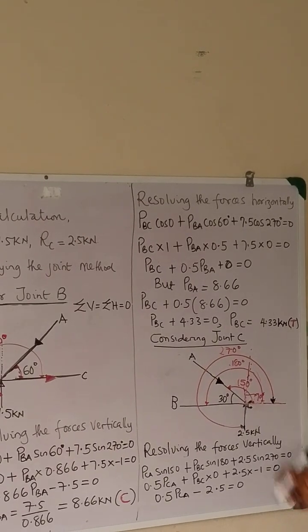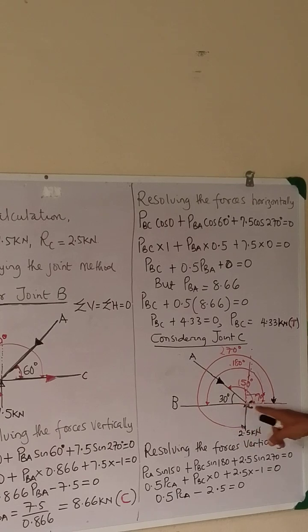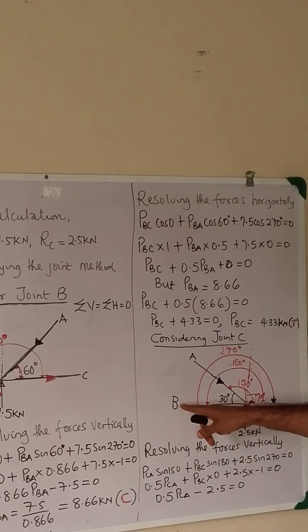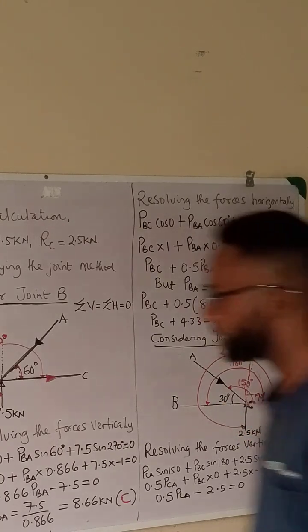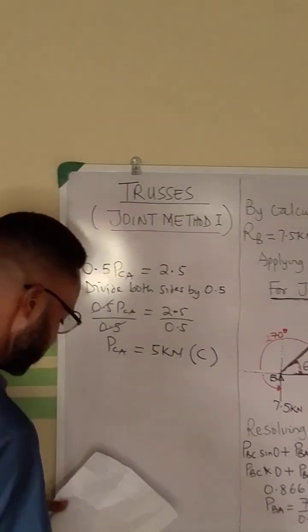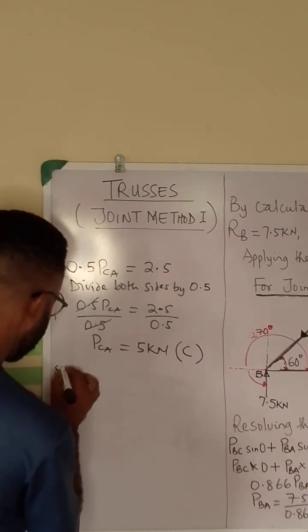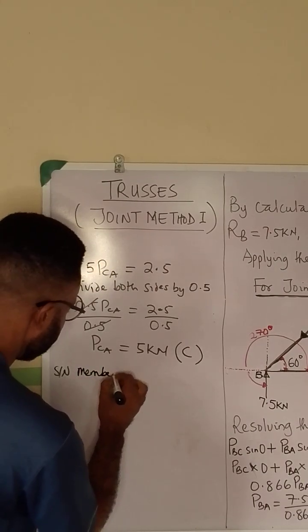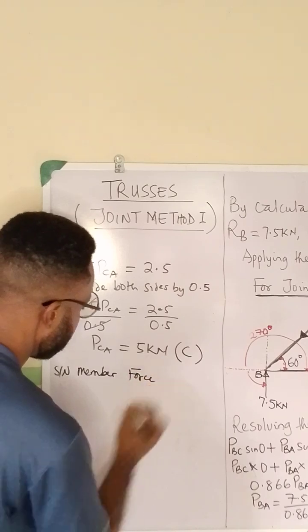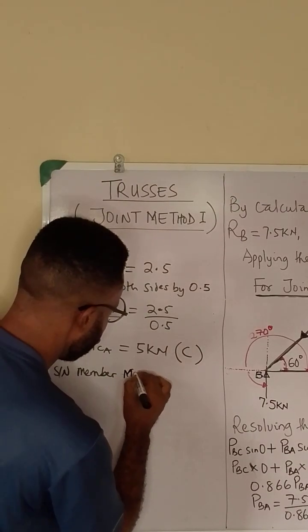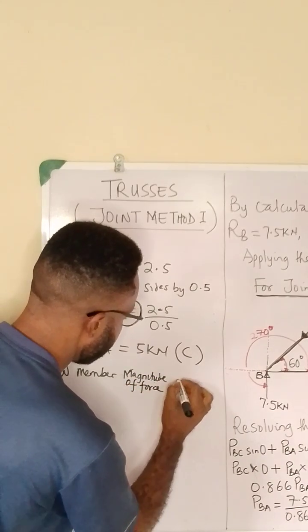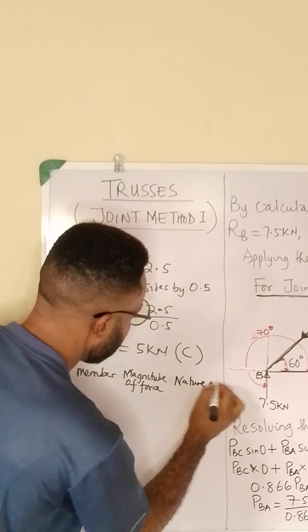We don't need to do the horizontal part again because we already have the value for BC that we've calculated. So we don't need to do it for this one again. At this point we can now present our answers. So we have the serial number, that's the number of the member, we have the member, we have the force, you can say the magnitude of force, and then the nature of force.